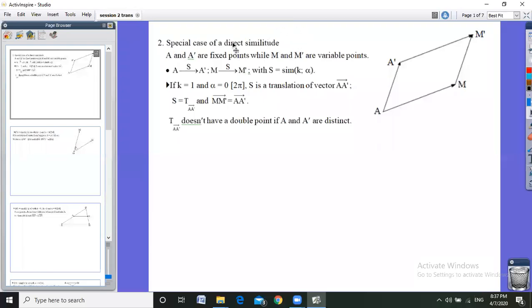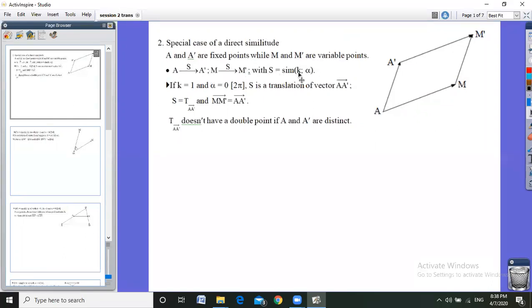Now, session 2, special cases of a direct plane similitude. First special case: we have in the plane two fixed distinct points A and A prime, and two variable points M and M prime. By this similitude S, A gives A prime and M gives M prime.